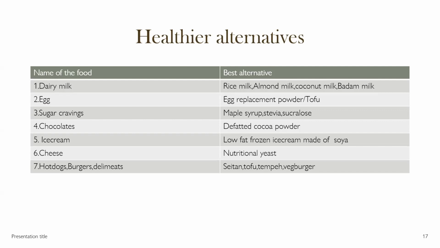Instead of ice creams, they can take low fat frozen ice cream made of soya milk. Instead of cheese, nutritional yeast can be taken. Instead of hot dogs, burgers, and deli meats, tofu veg burgers. Instead of non-veg hamburgers, they can take veg burgers. Such modifications can be done.